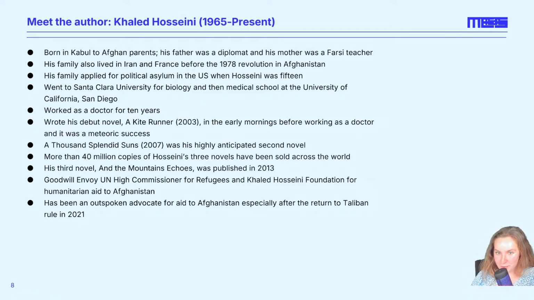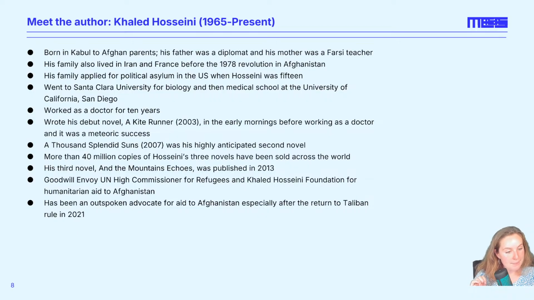A little bit about the author, Khaled Hosseini, still alive and writing. He has, in the last few years, published a third text, kind of a third to these first two. For those who know, Kite Runner was his bombastic first novel. He was born in Kabul to Afghan parents. His father was a diplomat, his mother was a Farsi teacher.